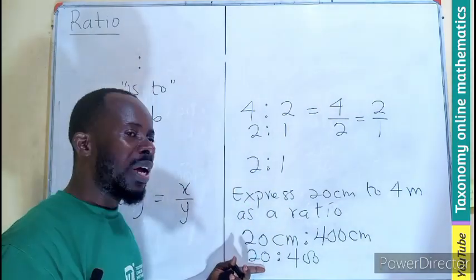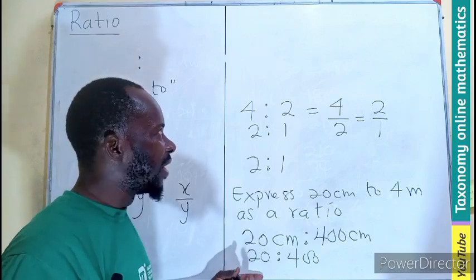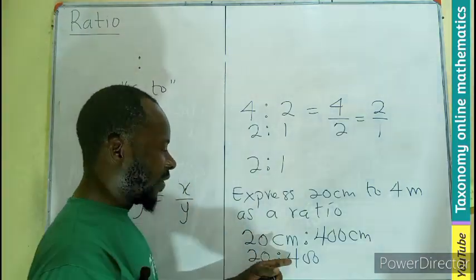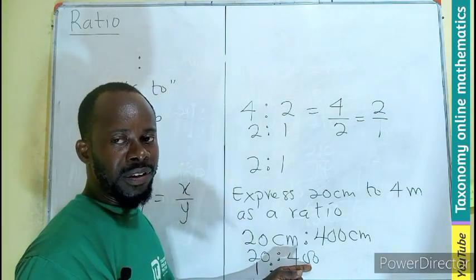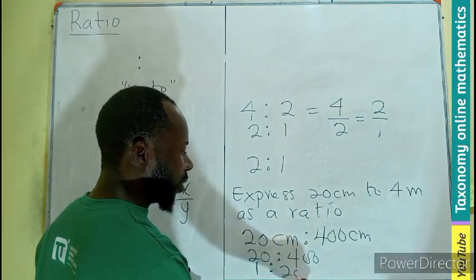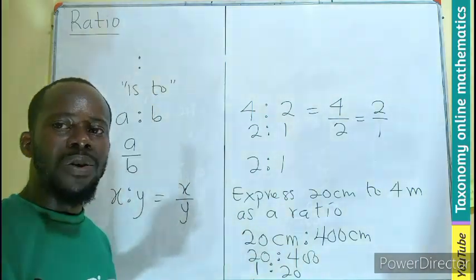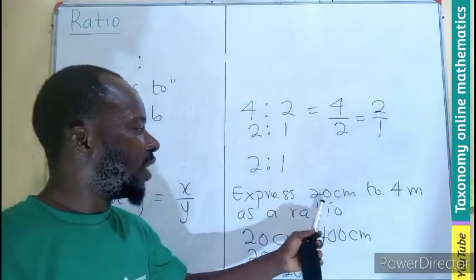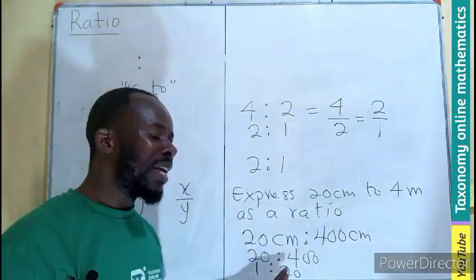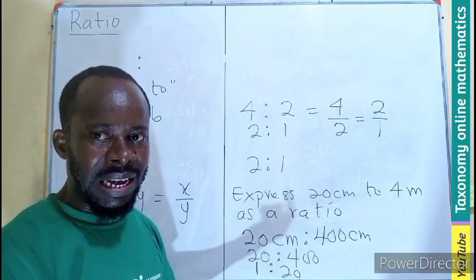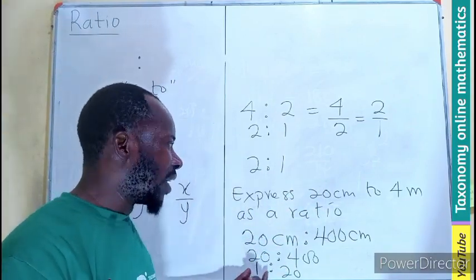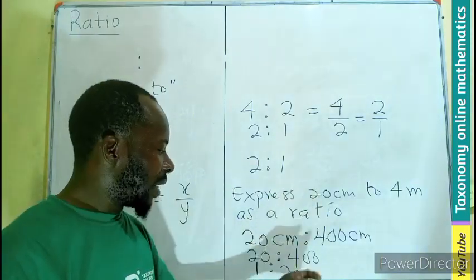So I can use 20 dividing itself 1 time. Then 20 will also go into 40 2 times. So we remember that the other 0 gives us what? 20. So it means that the ratio of 20 centimeters to 4 meters is going to be 1:20.